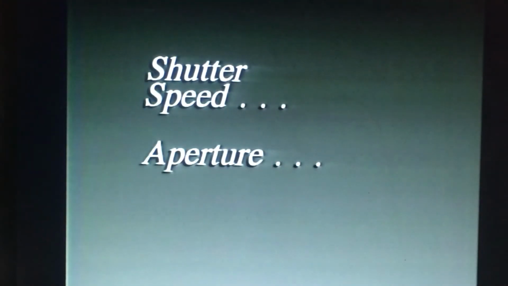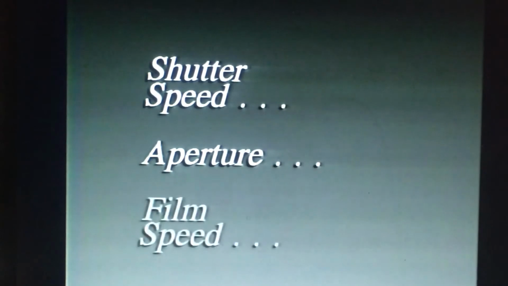The next section of this tape deals with film speeds available and their different uses. Films are designed with varying sensitivities to light. Some films are more sensitive to light, other films less sensitive. This sensitivity is referred to as a film speed.